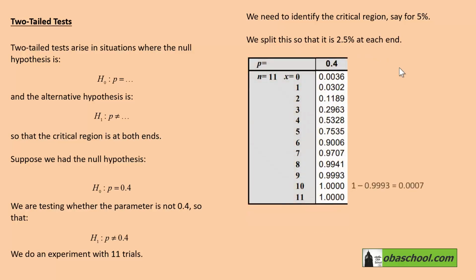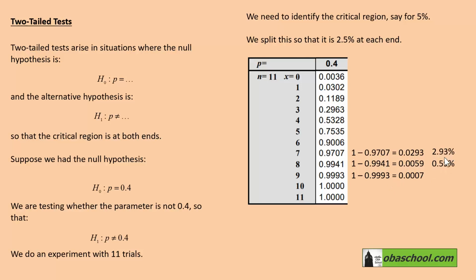So, at the top end, we can see that this is not there yet, so that's going to be 0.07%. That's 0.59%. That's 2.93%, which is more than the 2.5%. And so we would go in here.